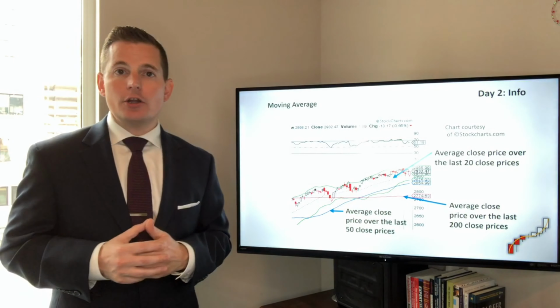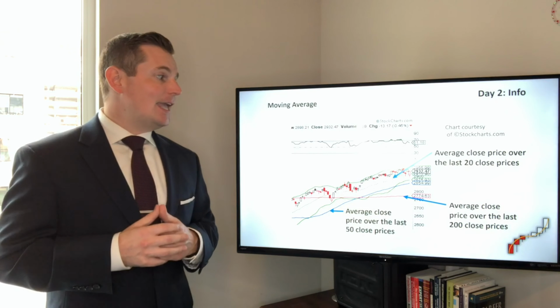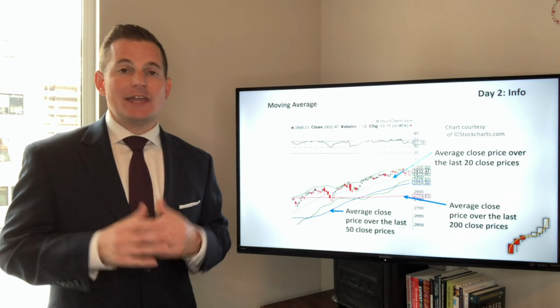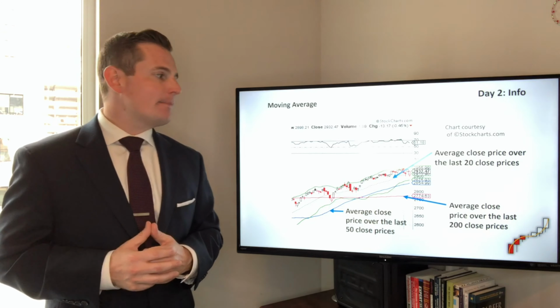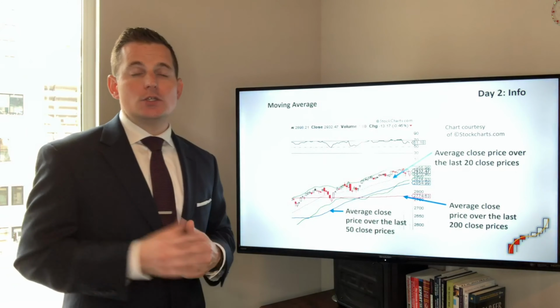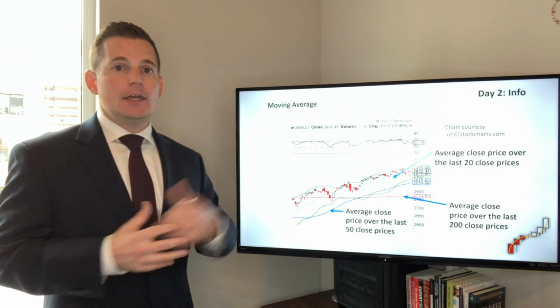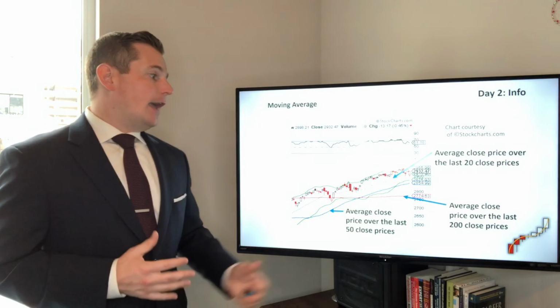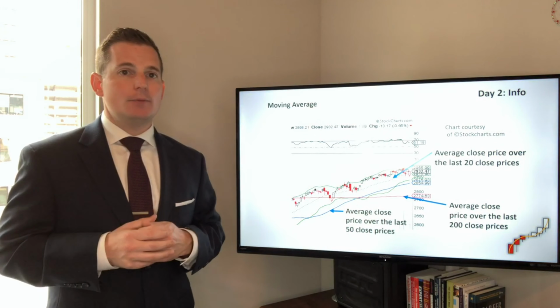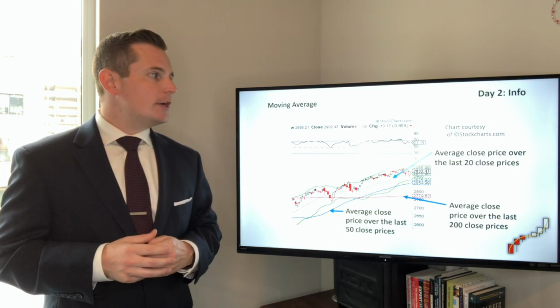Because it's a daily chart, it's the 20-day moving average, and it's the average close price over the last 20 days, okay? And that's why it's changing: every new day gets new information and it forgets the price from 21 days ago. And similarly, the 50 period and the 200 period operate the exact same way. It's the average of the close prices.